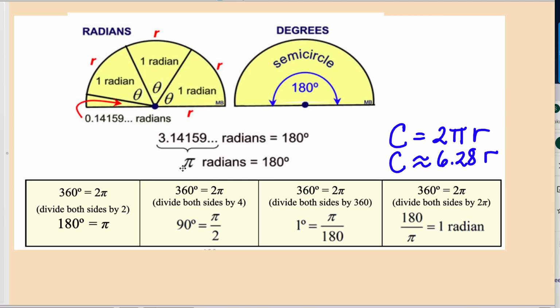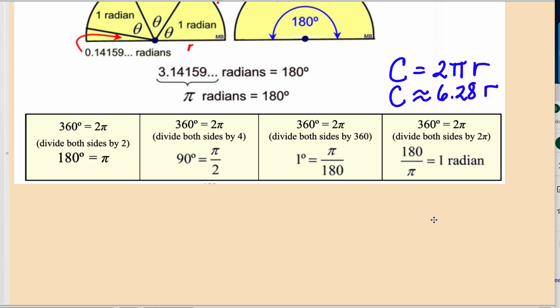So we say pi radians is equal to 180 degrees. So a semicircle is 180 degrees. If you want 90 degrees, then divide both sides by 2. If you want 1 degree, it's pi over 180. And if you want 1 radian, it's 180 over pi.